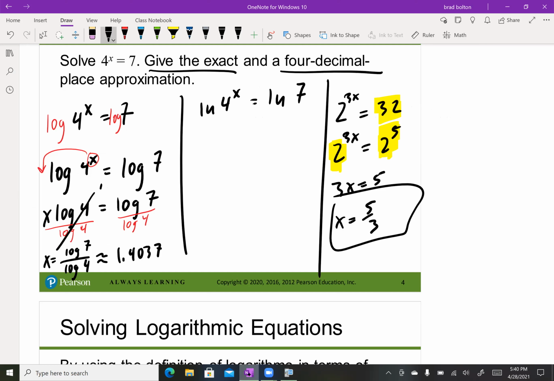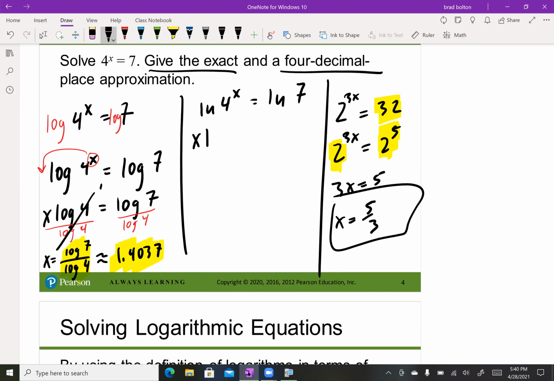Sounds good. All right. Now let's do it with natural log just to make sure. So once again, this is the exact answer, log base 10 of 7 divided by log base 10 of 4. And this is the decimal approximation. Okay. Now let's do this one.